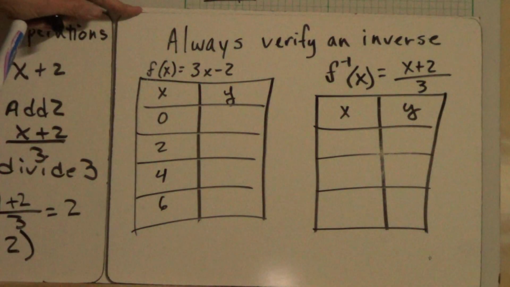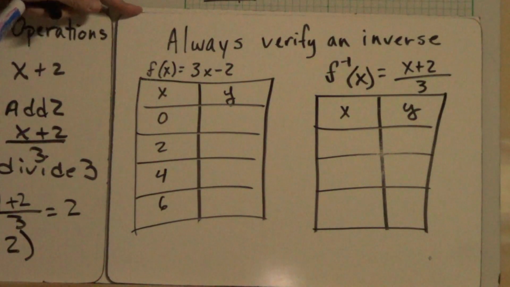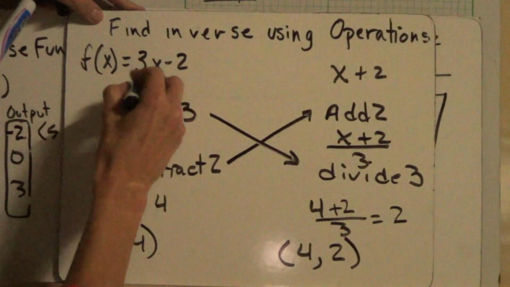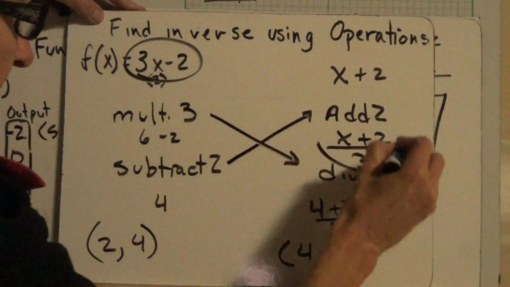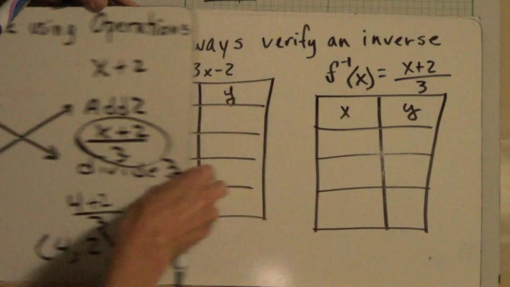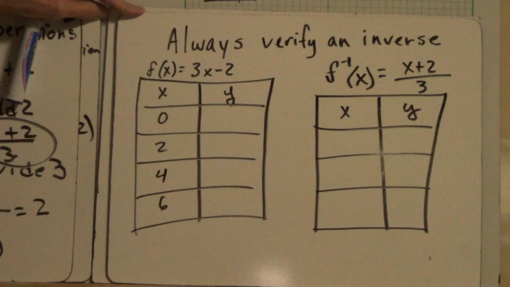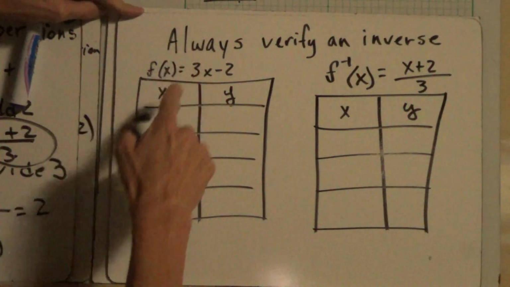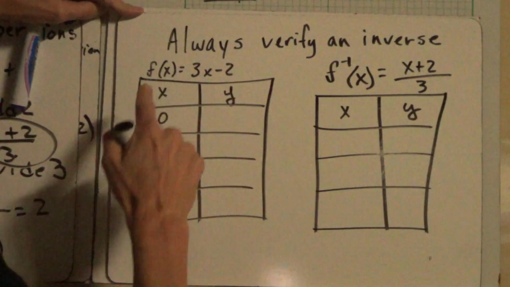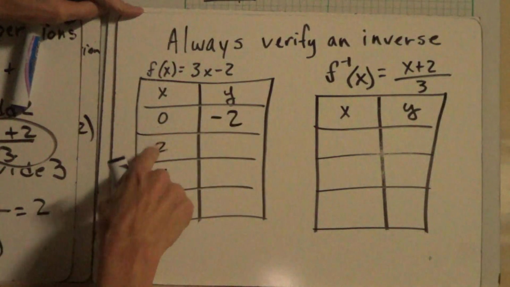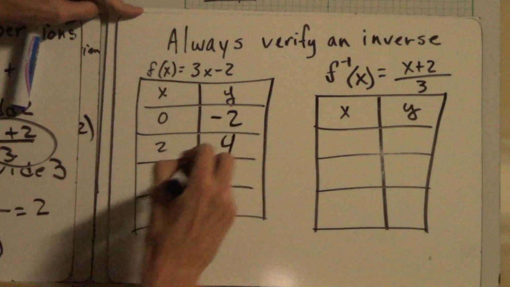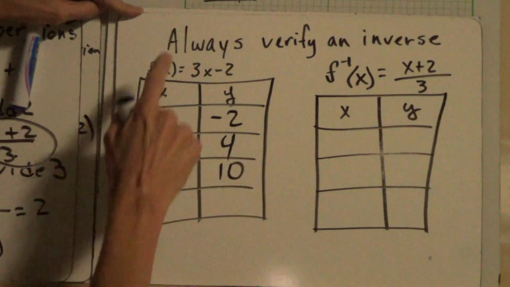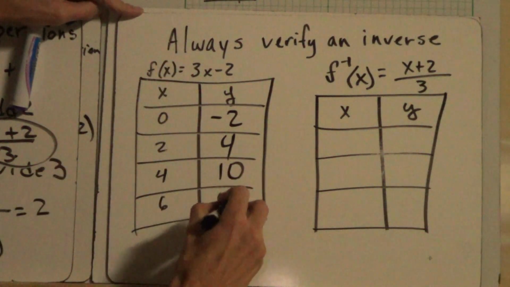Okay. Well, let's verify an inverse. So, how we just discovered that 3x minus 2 became x plus 2 over 3, we should verify, which I just kind of did with you, by plugging things in. Always verify it. So we plug in 0, 0 times 3 is 0. 0 minus 2 is negative 2. 2 times 3 is 6, minus 2 is 4. 4 times 3 is 12, minus 2 is 10. 6 times 3 is 18, minus 2 is 16.